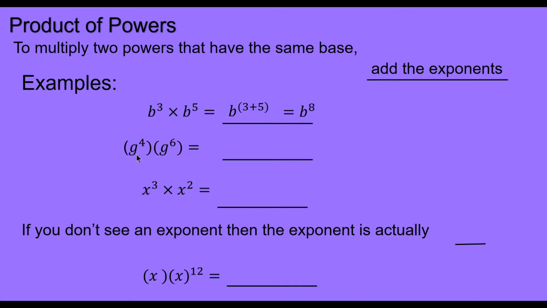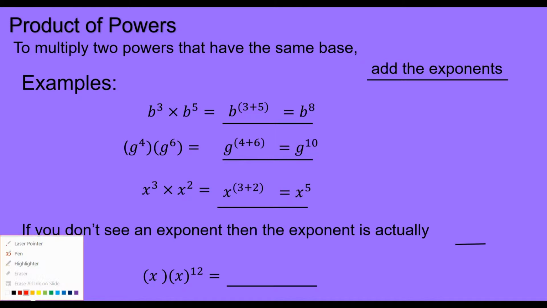We got g to the fourth times g to the sixth. And since the bases are the same, we just add the exponents, and we've got g to the 10th. And here we've got the same bases on an x cubed and an x squared. We add the exponents, and we get x to the 5th.